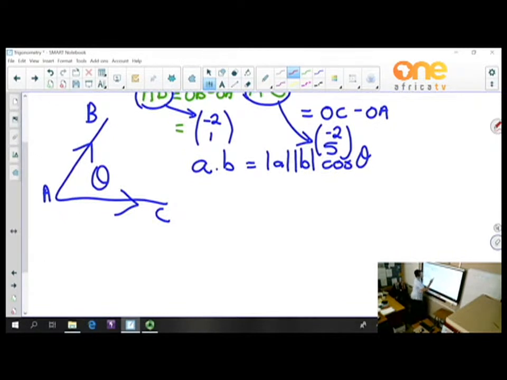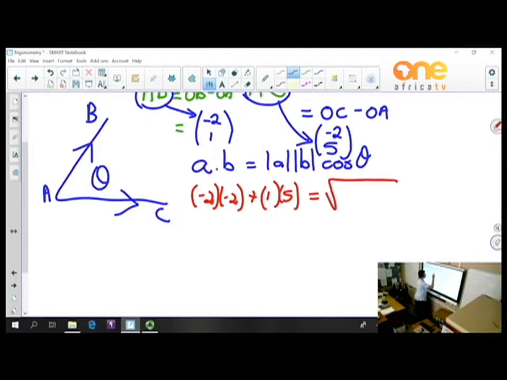So A dot B is ii, so it is negative 2 times negative 2 plus jj, 1 times 5, is equal to magnitude. Magnitude is the length. It's always Pythagoras. So it's negative 2 squared plus 1 squared. And then I multiply it with this one, negative 2 squared plus 5 squared, cosine theta.